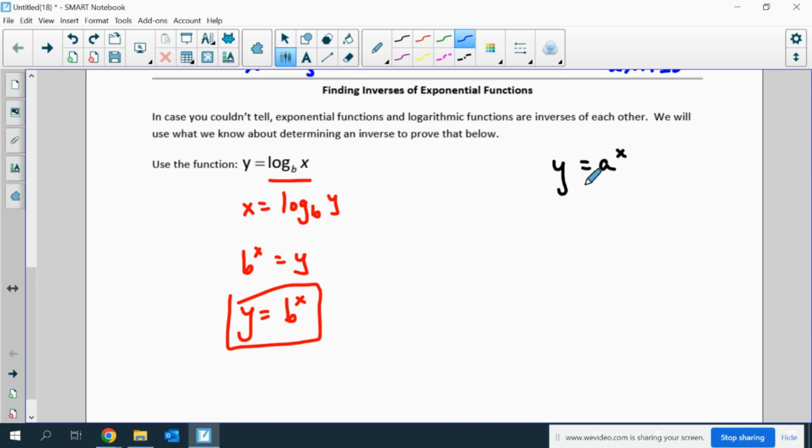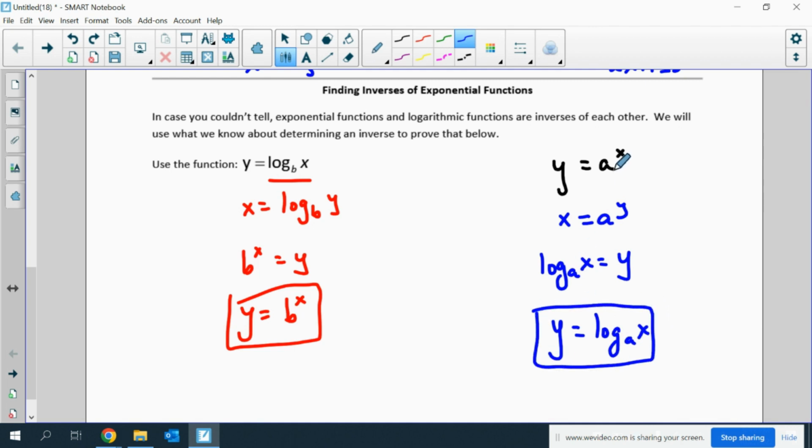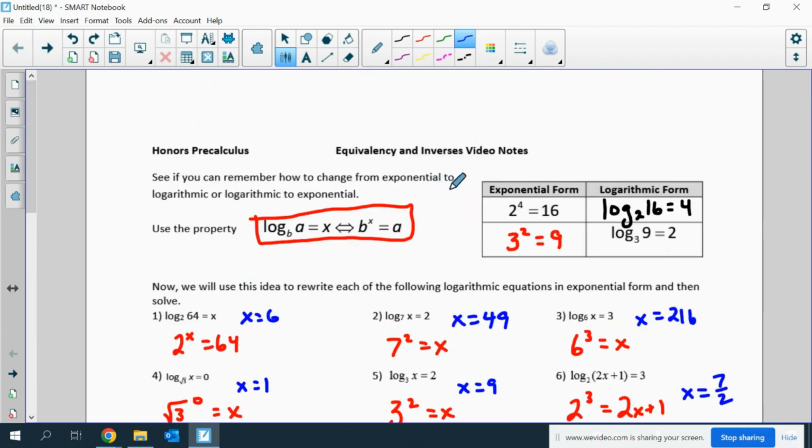And over here, I would flip the x and y. And then in order to get rid of the exponent, I could take log base a of both sides. Log base a of a to the y is just y. So notice the inverse of an exponential function is a log function. The inverse of a log function is an exponential function, which makes sense since there's this equivalency property that I can rewrite things.